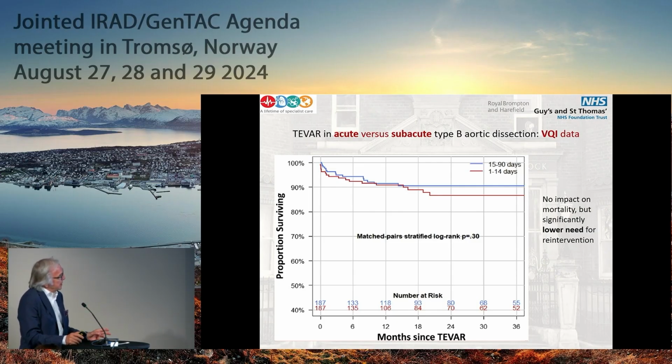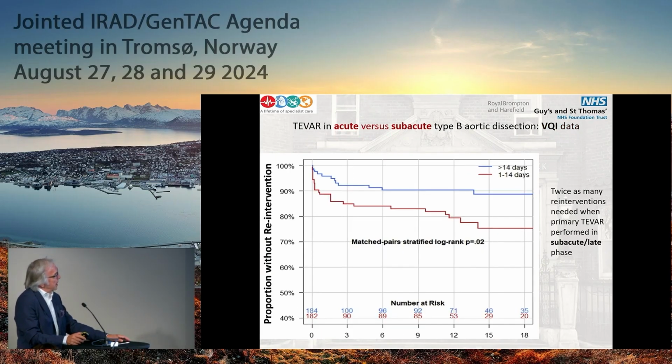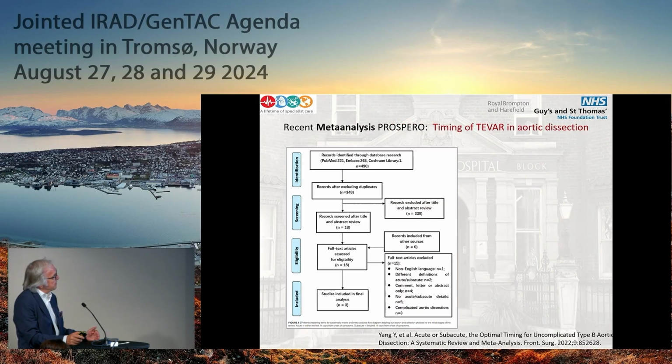There's no impact on mortality whether you treat the patient in the acute or subacute phase. However, there's significantly lower need for reintervention if you elect to treat the patient beyond 2 weeks. I think it's quite compelling. And again, comparison on the same set of data, twice as many reinterventions needed when primary TEVAR was performed in the subacute, a late phase as compared to the subacute and acute phase.